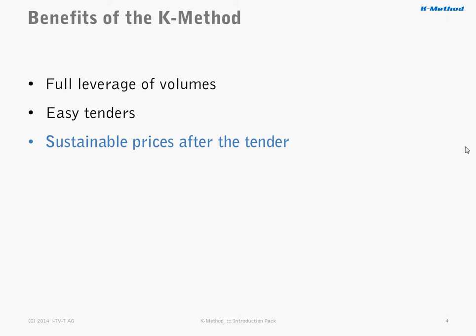Using the K method, the price formula will ensure that even future specifications, which are not known at the time of the tender, will also enjoy the low price level of the tender. And it's therefore impossible for the supplier to charge excess prices for these future materials. In this way, the K method will ensure sustainable prices even when the specifications are changed.